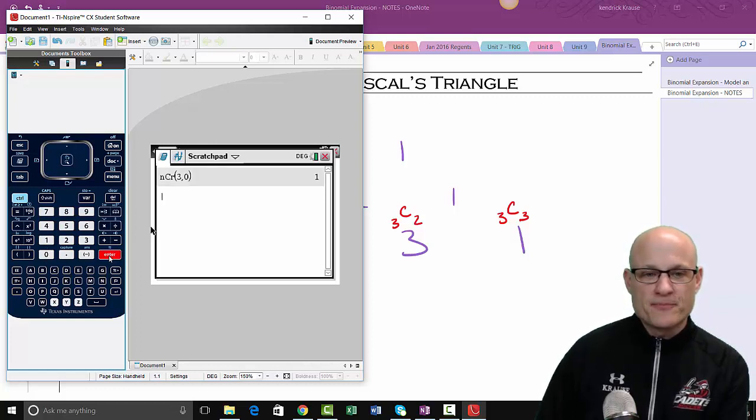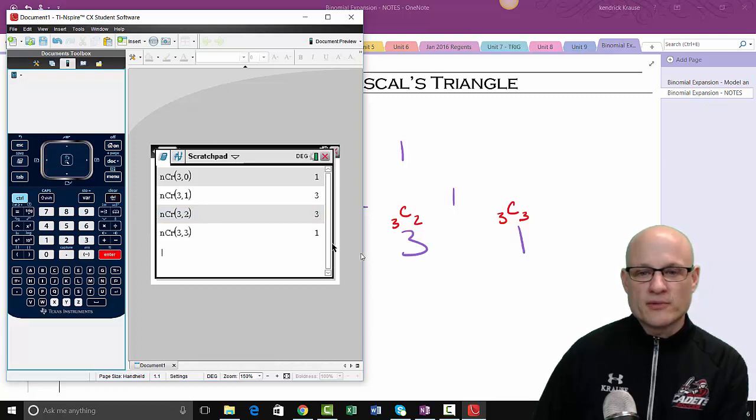How many different ways are there to take 3 things and take none of them? Well, there's one way. Then I want to do 3 things taking 1 of them. Then 3 things taking 2 of them, and you'll get good at this. And then 3 things taking 3 of them. 1, 3, 3, 1. There it is.